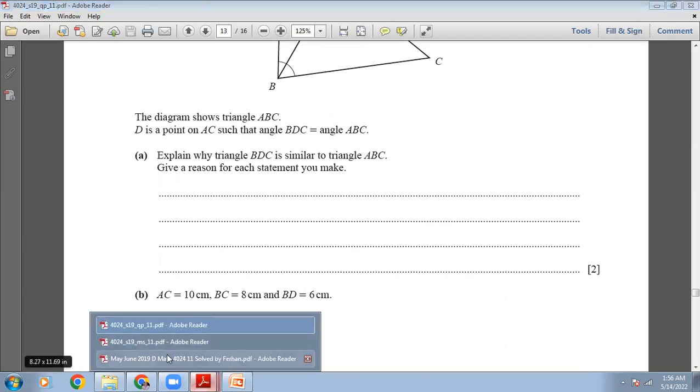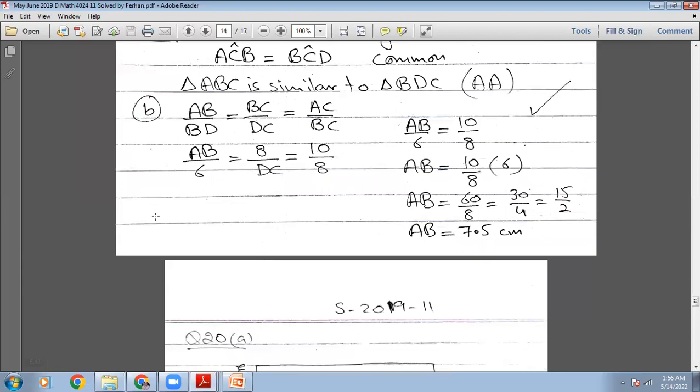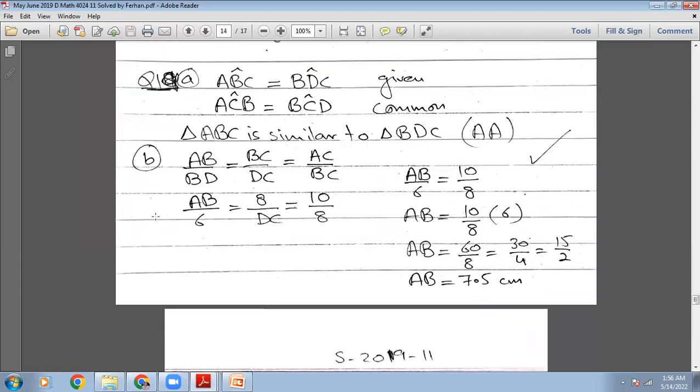Let me show you how I have written it. And this is very important. You see, the angle ABC is equal to the angle BDC. It is given. The angle ACB is equal to the angle BCD. That's the common angle. So the triangle ABC is similar to the triangle BDC. The reason is the angle similarity test.